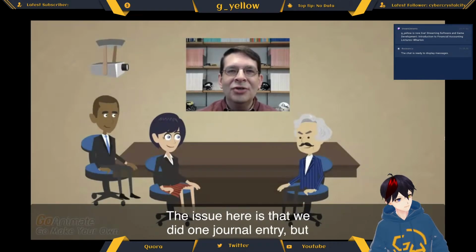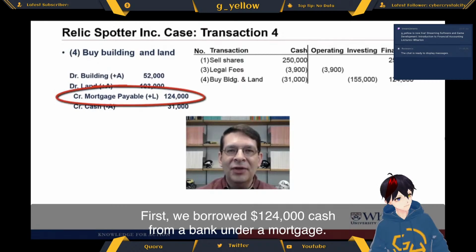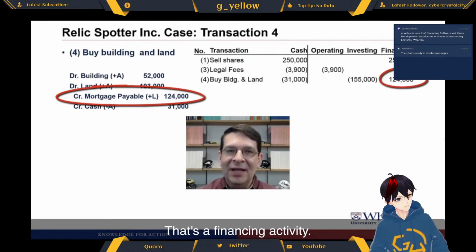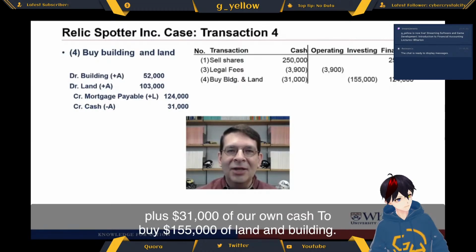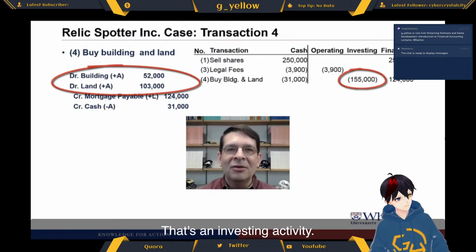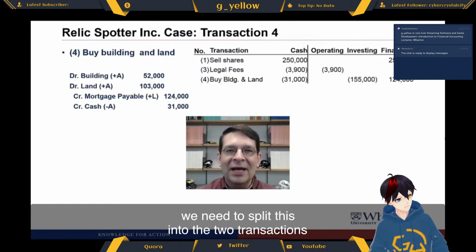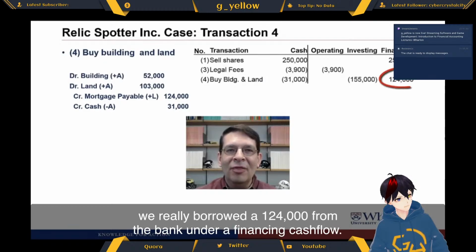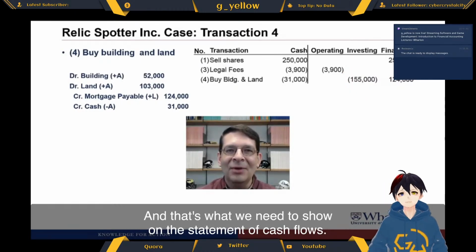The issue here is that we did one journal entry, but there were really 2 separate transactions. First, we borrowed $124,000 cash from a bank under a mortgage. That's a financing activity. The second is that we used that cash plus $31,000 of our own cash to buy $155,000 of land and building. That's an investing activity. To provide our investors and analysts a clear picture of what we're doing, we need to split this into the 2 transactions. We really borrowed $124,000 from the bank under a financing cash flow, and we really paid $155,000 cash for land and building as an investing cash flow, and that's what we need to show on the statement of cash flows.